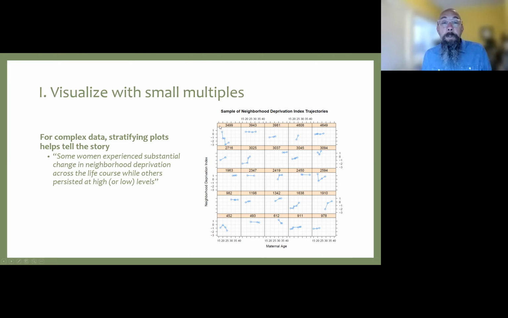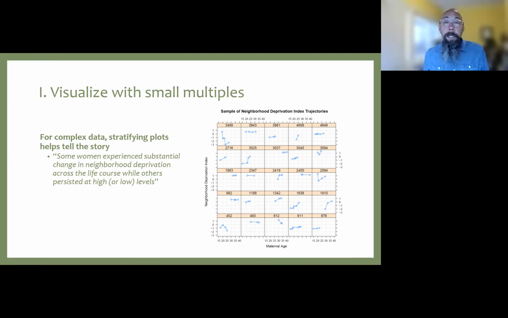Each one of these small multiples is a graph of a single woman over her life course. Age is on the x-axis, and her neighborhood deprivation is here. 0 means an average neighborhood, greater than 0 means there's high deprivation, less than 0 means there's low. So this first woman started at age 20 in a neighborhood with higher than average deprivation, but then over the course of follow-ups, ended in a much lower deprivation neighborhood. In contrast, this woman had kind of the opposite experience. She had a transition from a low deprivation neighborhood to a high deprivation neighborhood.